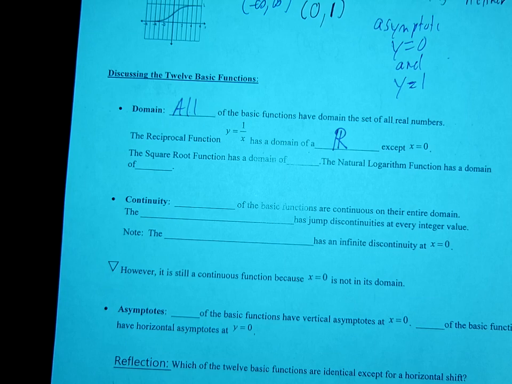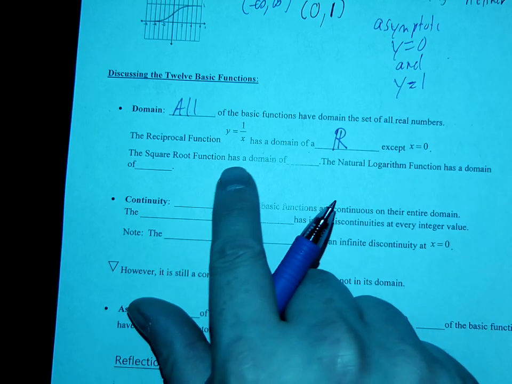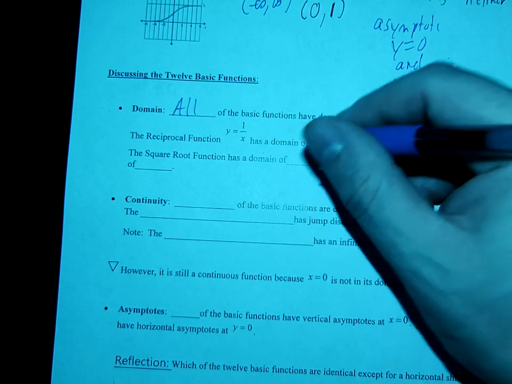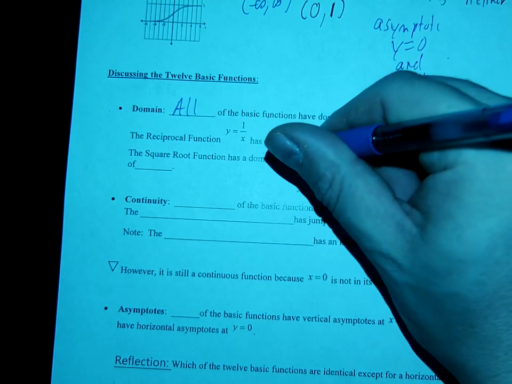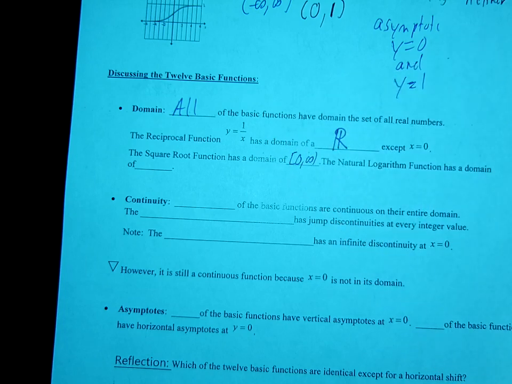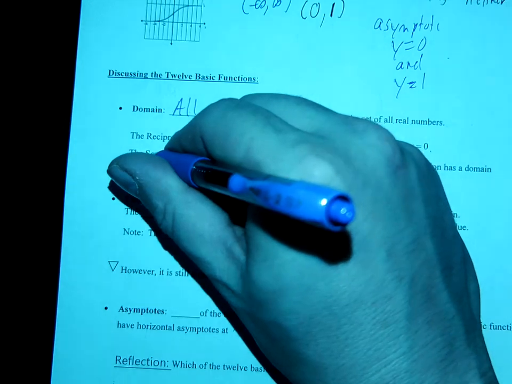The square root function has a domain of x has to be greater than or equal to 0, [0, infinity). The natural logarithm function has a domain of x has to be greater than 0, not including 0.